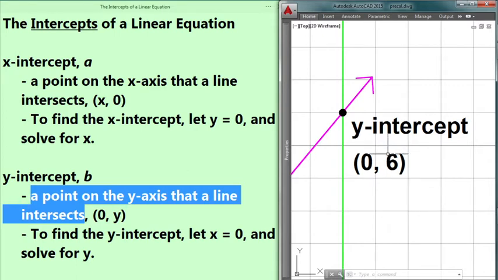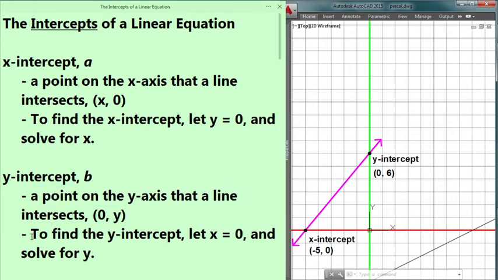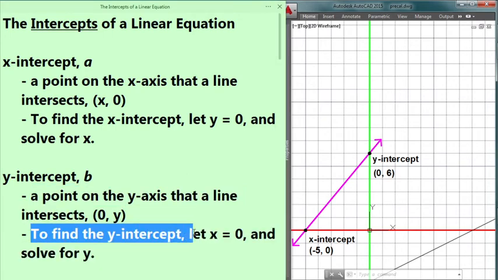So, kapag y-intercept lang hinihingi, we can say na 6 lang, and then kapag hinihingi niya na yung mismong coordinates, lalagyan mo lang ng 0 sa unahan to represent x. (0, 6). Ayan. Now, to find the y-intercept, ang gagawin po natin is let x be equal to 0 and solve for y.